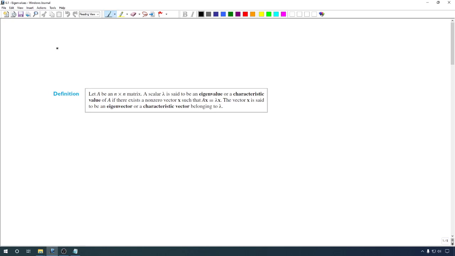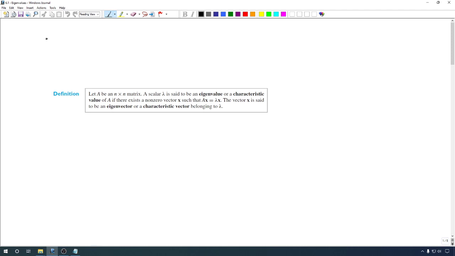Today we are starting on a new chapter. We're starting on chapter 6, which we will not cover the entire chapter, just the first 3 sections of it. But this chapter is all about a new concept called eigenvalues. So what is an eigenvalue?